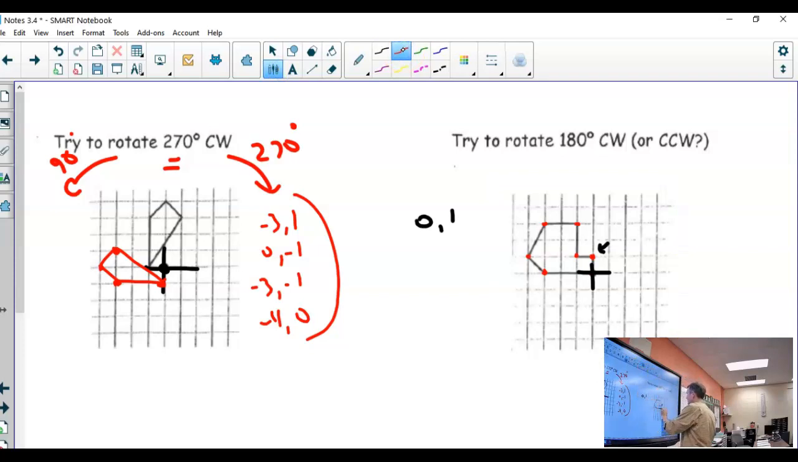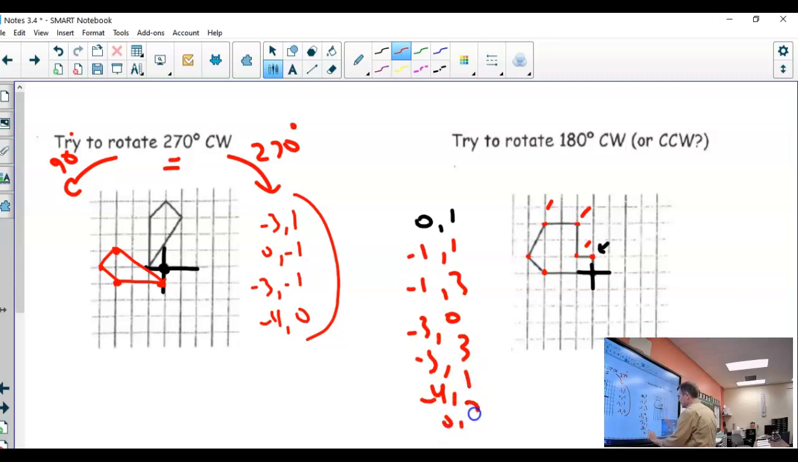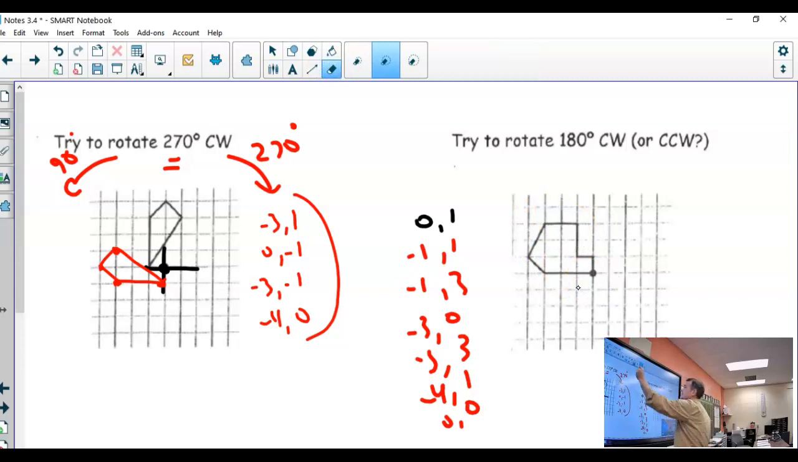So I'm at 0, 1. I'm at negative 1, 1. I'm at negative 1, 3. I'm at negative 3, 0. And negative 3, 3. And negative 4, 1. And I'm at 0, 0. Okay. Now, I think I can go ahead and do this and rotate it back.